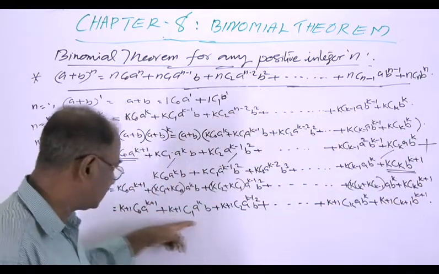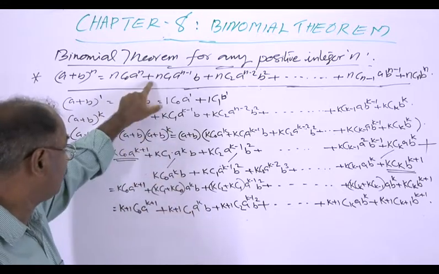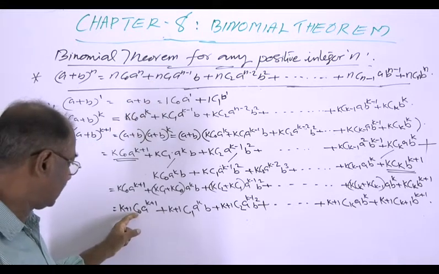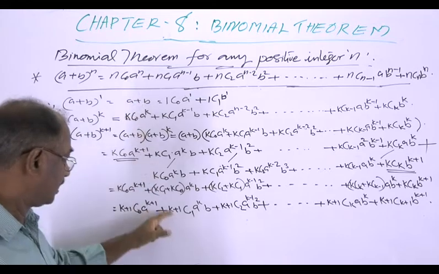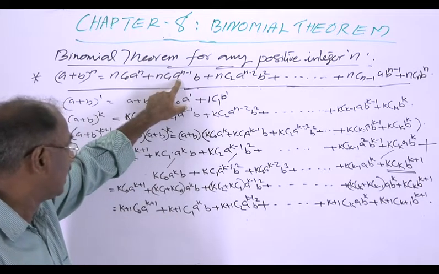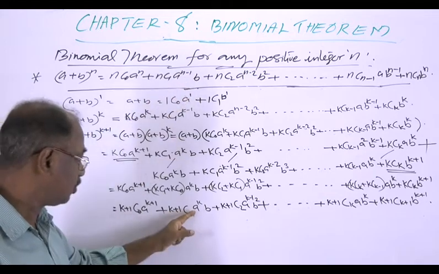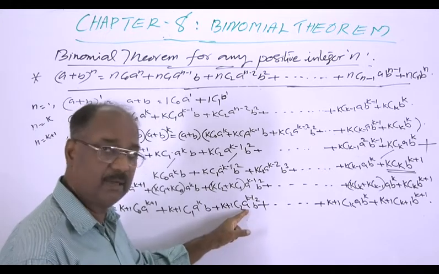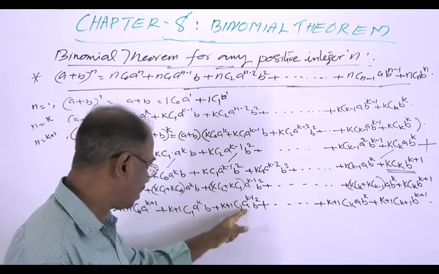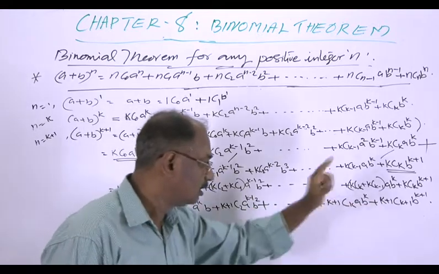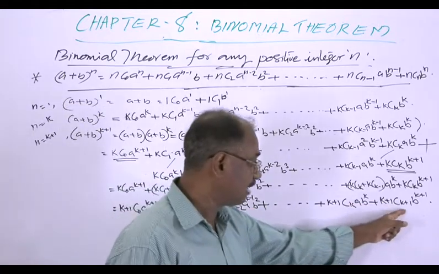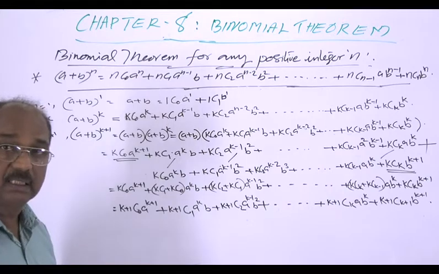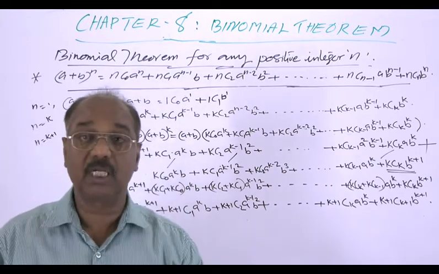Now consider the terms of this. This is exactly in this form where in place of n we have k plus 1: k plus 1 C0 a raised to k plus 1, plus k plus 1 C1 a raised to k plus 1 minus 1, which is k, b, plus k plus 1 C2 a raised to k minus 1, the power of a again reduced by 1, b squared, etc., k plus 1 C(k plus 1) b raised to k plus 1. So this is exactly in this form. That means the theorem is true for n equal to k plus 1 also.